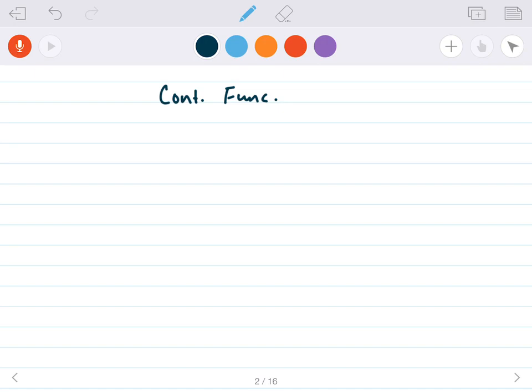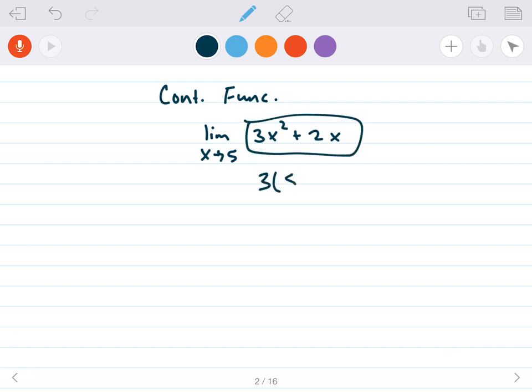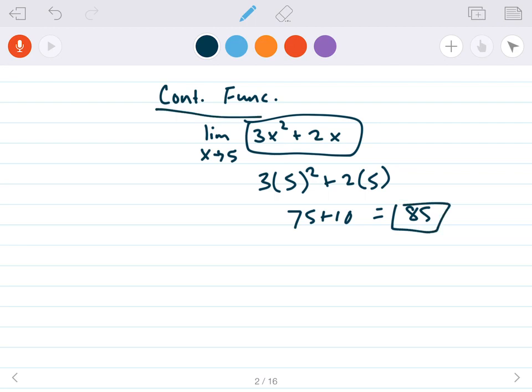For example, we had something like: find the limit as x approaches 5 of 3x squared plus 2x. Since this is continuous, all we had to do is plug in 5 for x and evaluate. We get 75 and 10 makes 85. So the limit as x approaches 5 of 3x squared plus 2x is 85. That was probably the easiest case, continuous functions.